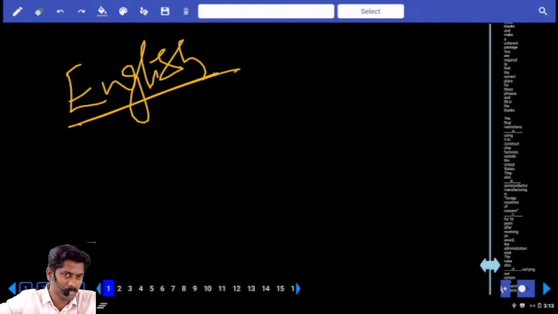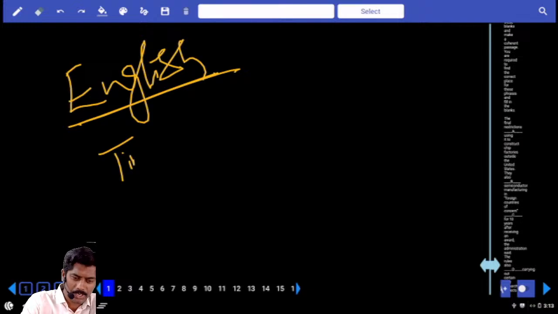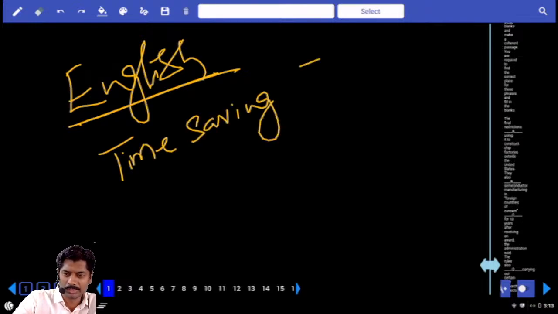Reading comprehension, you attempt the passage. Next, you attempt the passage first. Very good. And others? Now, if you observe in English, we can divide into two categories: time saving and time consuming.